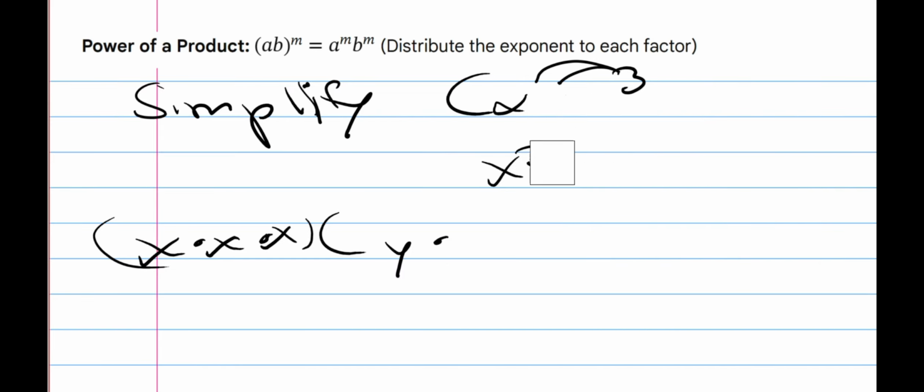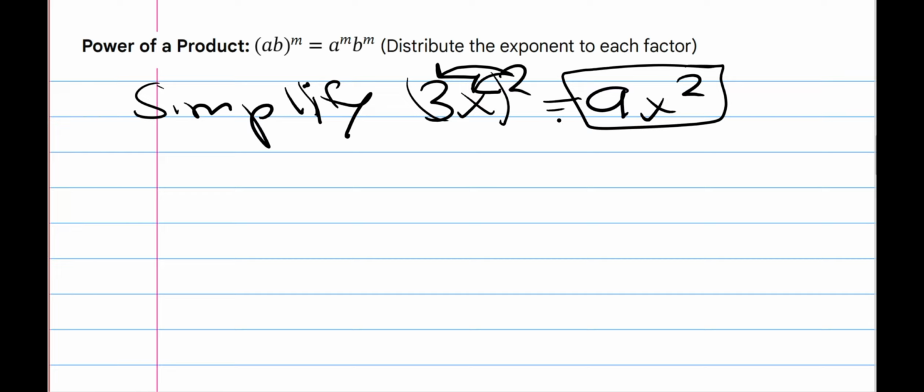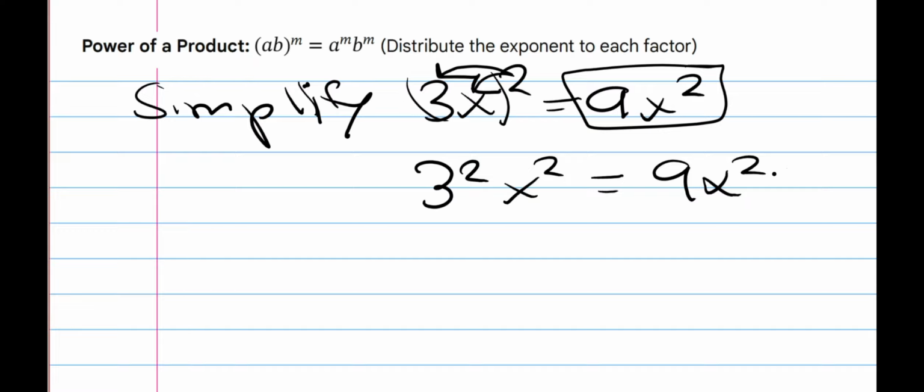And another example, let's say (3x) to the power of 2. Simple as that. You distribute it to each one of them, and that's the answer. Because 3 squared and x squared is equal to 9x squared. That's how easy it is.